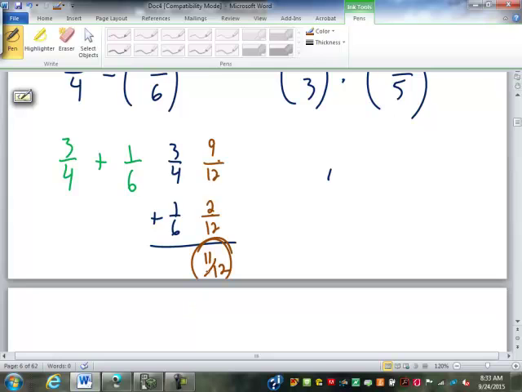How many of you got 11/12 for that one? How many did it with a calculator? A couple of you. Okay. Well, that's good. As long as you figured out how to do them on the calculator, that's great.